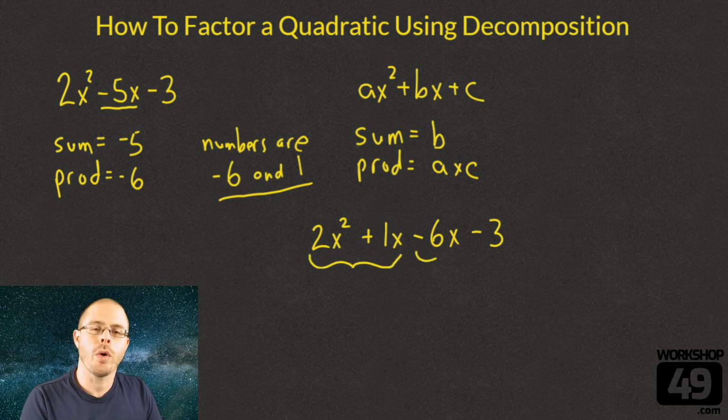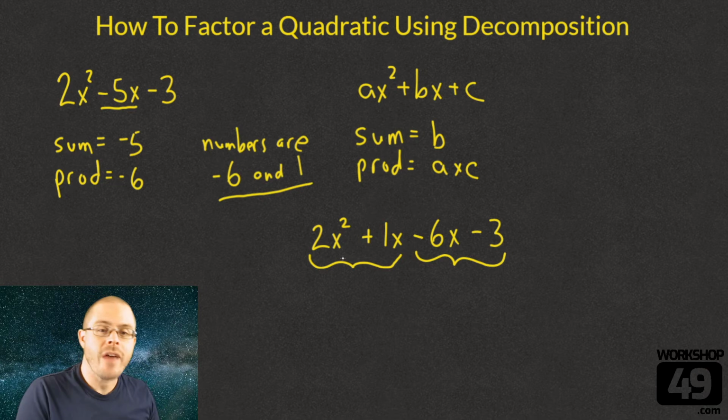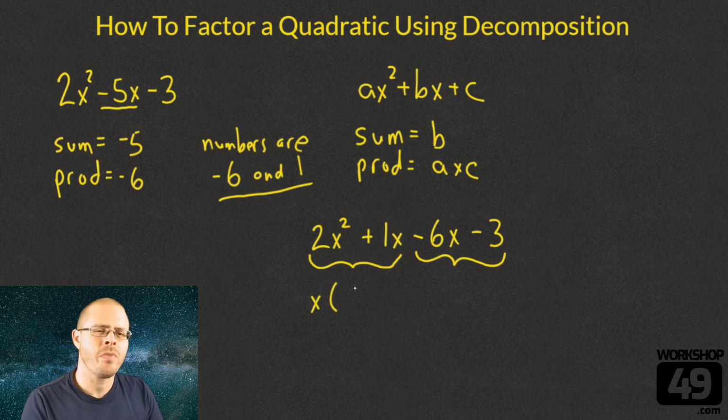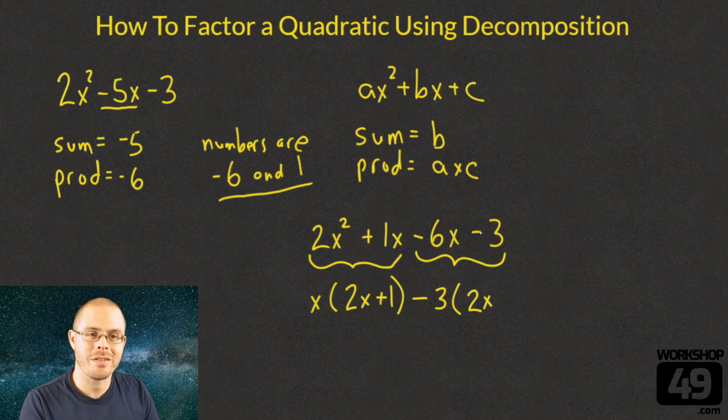Once we've done that, we're going to separate our little quadratic into two parts and factor the first half and factor the last half. So is there anything out of the first half that we can factor? Only an x. So we divide the first term by x and the second term by x, and it leaves us with 2x plus 1. Is there anything we can factor out of the second half? A negative 3. So we can divide both terms by negative 3. Negative 6x divided by negative 3 is 2x. Negative 3 divided by negative 3 is plus 1.